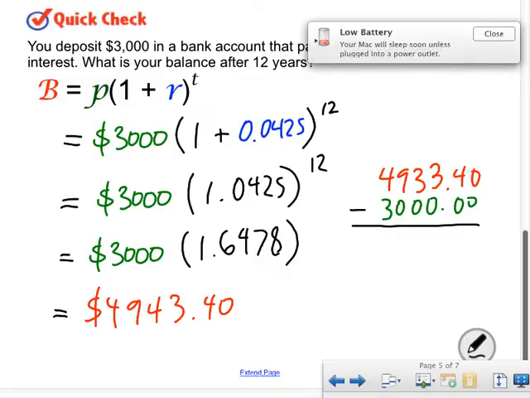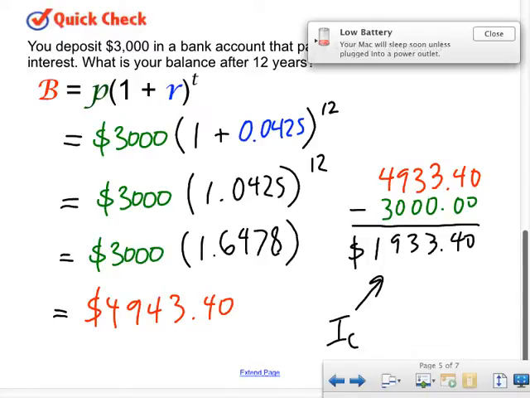1,933 and 40 cents. I said 33. There's 33 up there. This is compound interest. Okay, that's how much you got on top of the $3,000 that you earned.